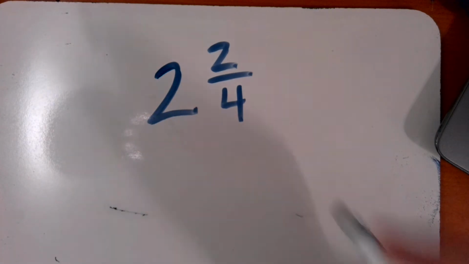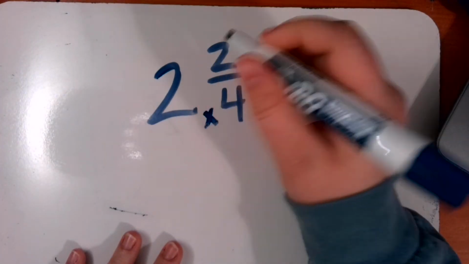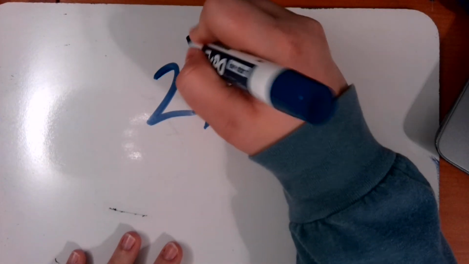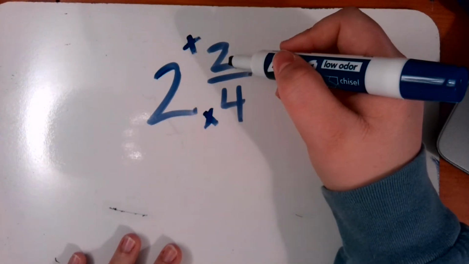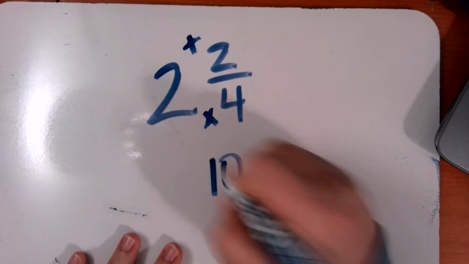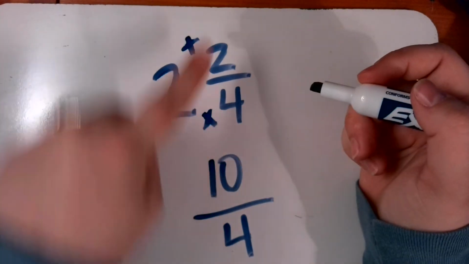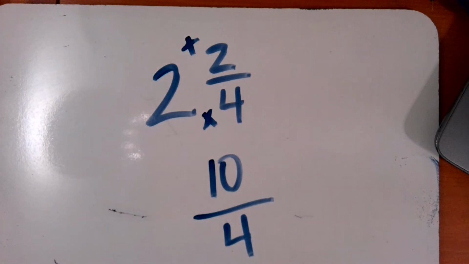So I start in the bottom. 4 times 2 is 8. And then I add my numerator. Plus 2 would be 10. Okay? So that's my new numerator and my denominator stays the same as a 4. So multiply, add, denominator stays the same.